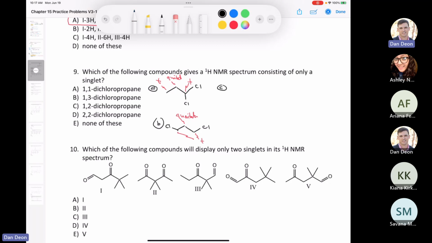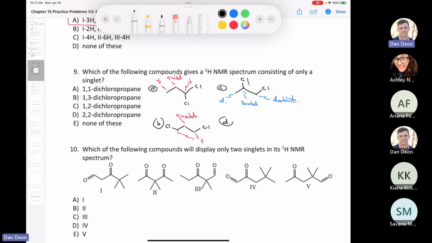In C, it's 1,2-dichloropropane, definitely not. So you have 1,2-dichloro. Well, this is wrong for tons of reasons. This is a doublet. This one is going to be 1, 2, 3, 4, 5, so this one's going to give you a sextet. And then this one here would give you a doublet. So that's just plain wrong.